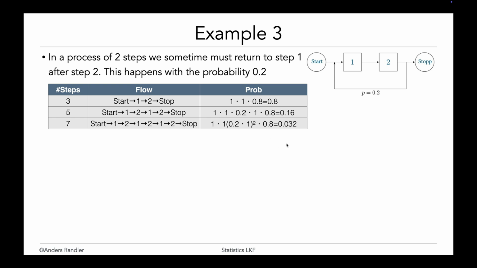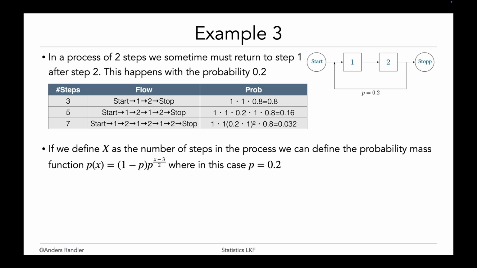So could we describe this somehow? Well, it might take a while to think about this, but if we define x as the number of steps in the process, we can define the probability mass function as this. If we enter 3, that means we will have 0 up here. 5, we will have 2 divided by 2, so 1. So that's this case. 7, we will have this case, and so on. So this is actually then some kind of probability mass function for this process. A bit strange, you might feel, but still it works.